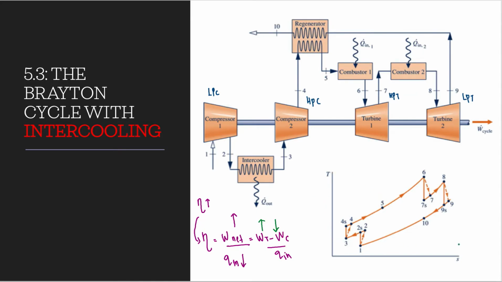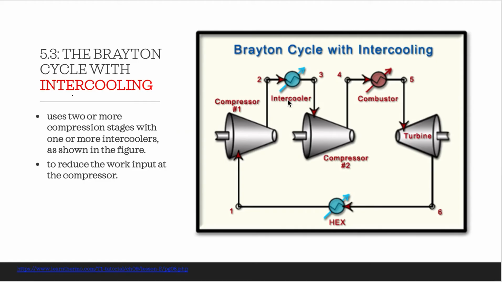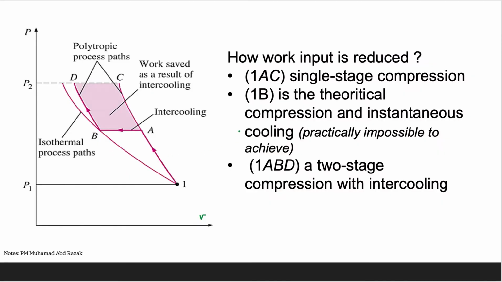If I sketch the TS diagram, our concentration is at this part. 1 to 2 is the low pressure compressor. 2 to 3 is the intercooler. And 3 to 4 is compressor number 2, or the high pressure compressor. As I mentioned, the use of an intercooler is to reduce the work input at the compressor. This is how the work input is reduced.